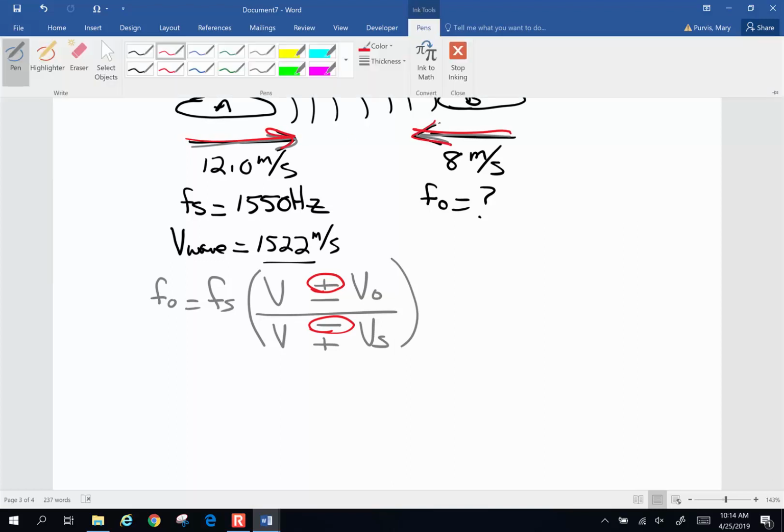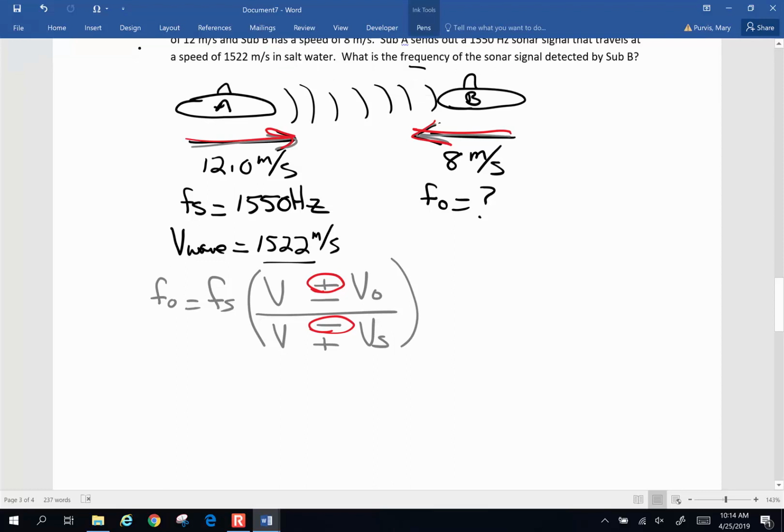So let's see if we can pull all the pieces together here. The frequency observed is the frequency of the source, 1550 hertz. The velocity of the wave, sound in salt water on this day, is 1522 meters per second. They're going towards each other. That's going to be a positive sign.